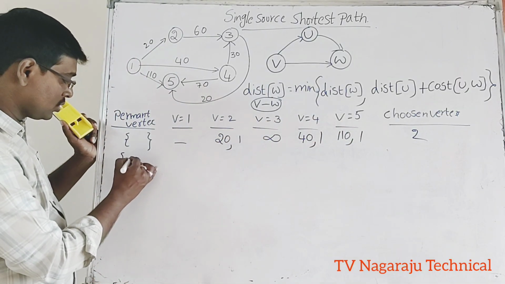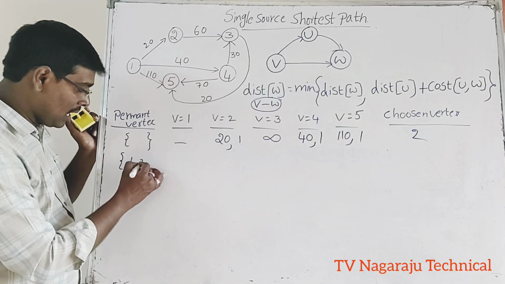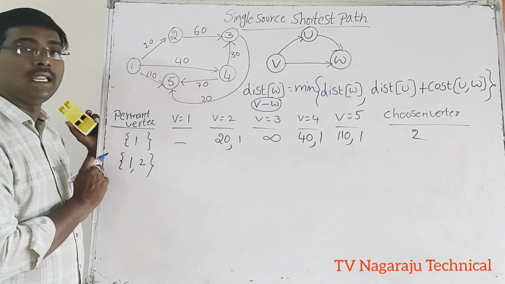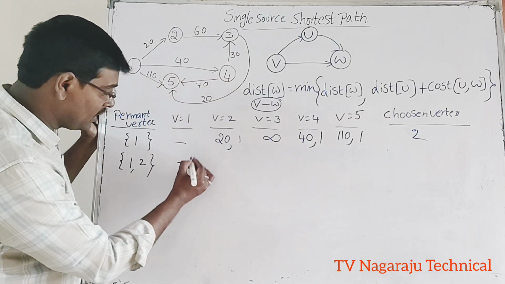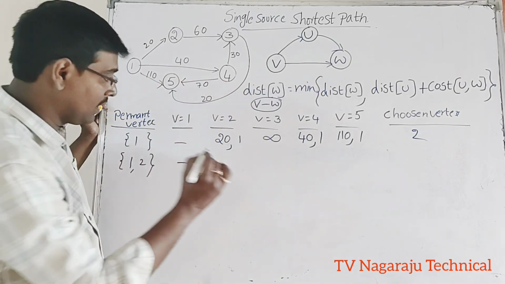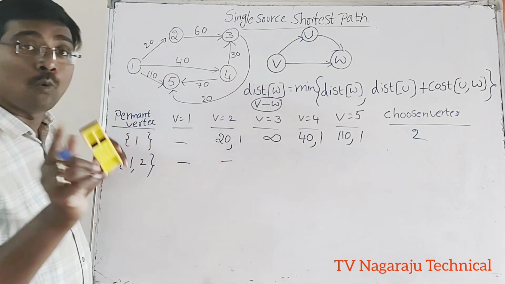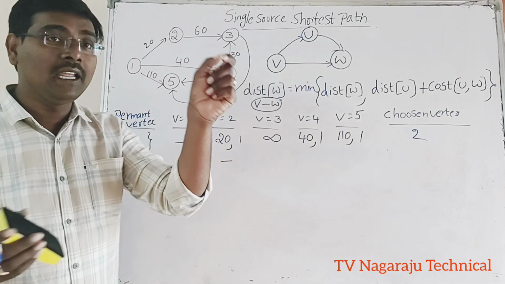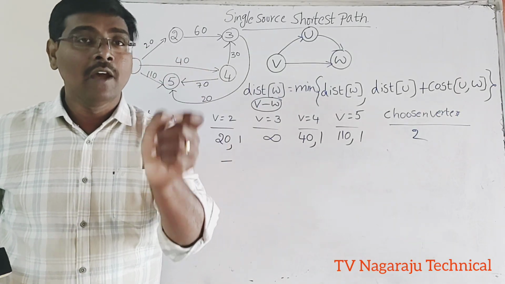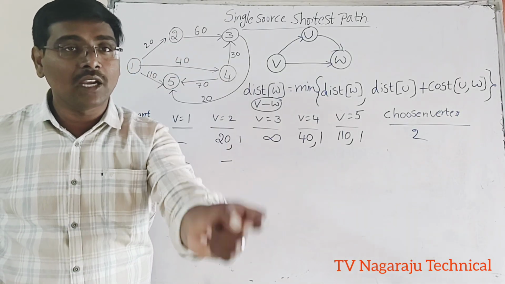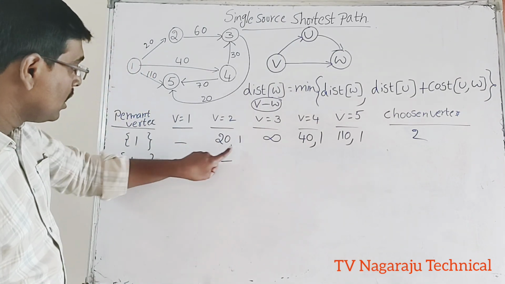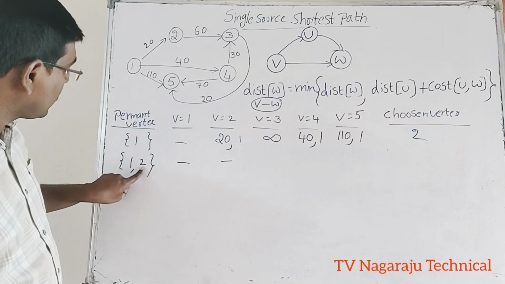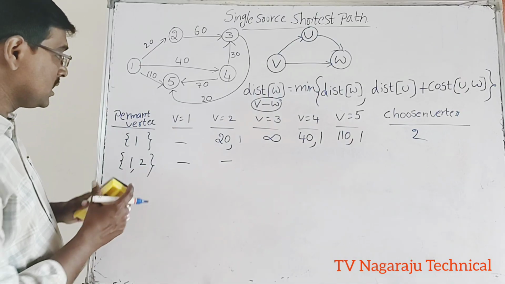Now the next step. Here, 1 comma 2. Anyway, 1 is chosen as my permanent vertex. For 1 comma 2, you need not calculate. Why? If you are selecting one vertex, it means from the source vertex to that vertex we have identified the shortest distance. So for vertex 2, 1 to 2, the shortest distance is 20, and that is fixed.